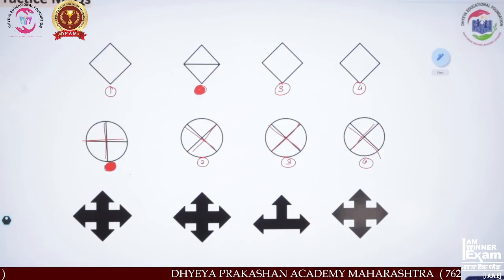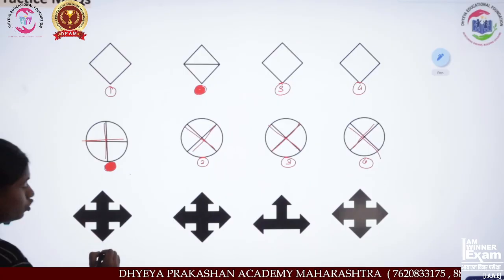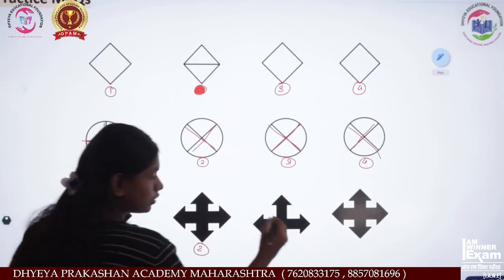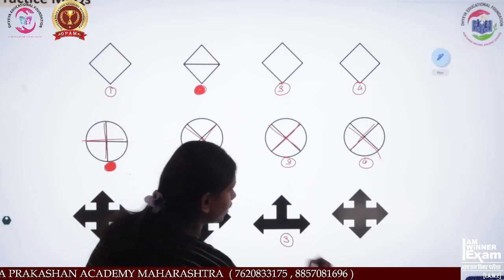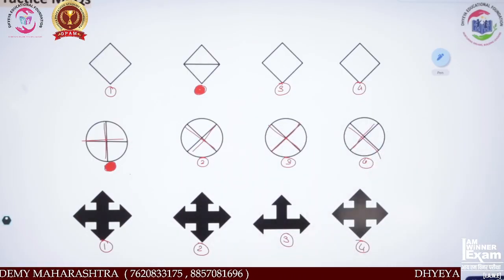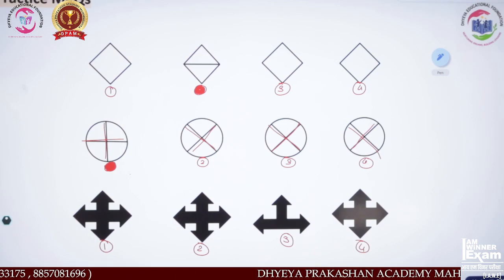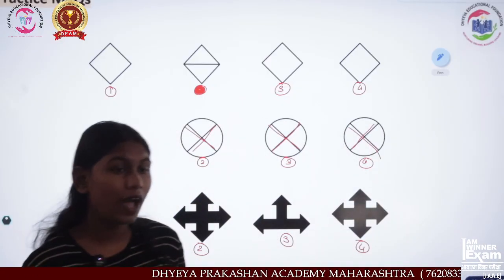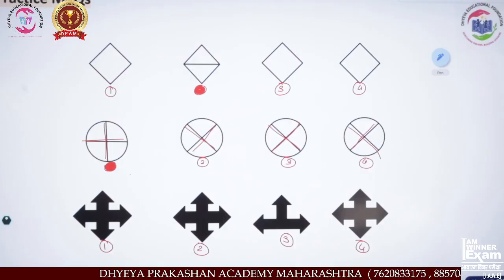Okay, then next, this is your first figure, this is your second figure, this is your third figure, and this is your fourth figure. Now which is the different figure here? That is the third figure. Now why is the third figure different?